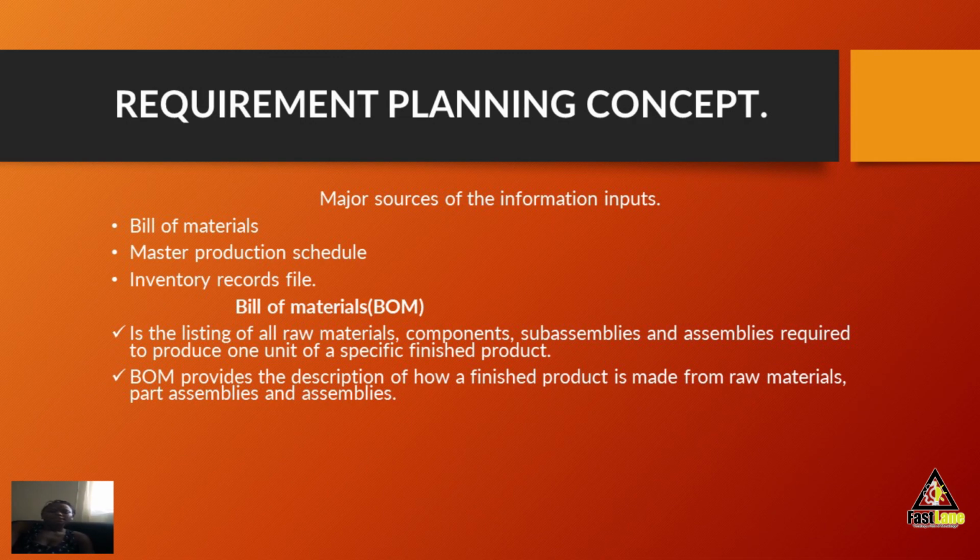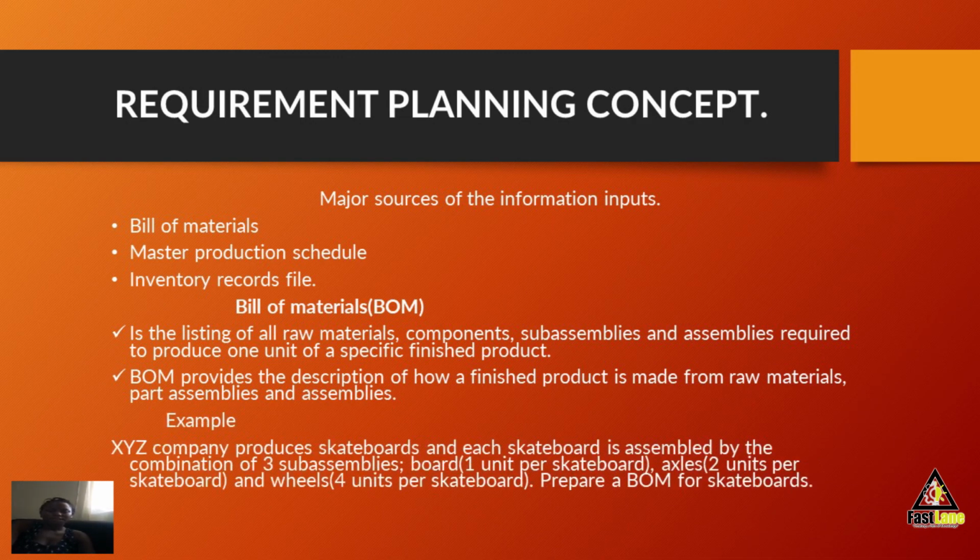So here is our example. They have said XYZ company produces skateboards, and each skateboard is assembled by the combination of 3 sub-assemblies. Board, we have 1 unit per skateboard, axles 2 units per skateboard, and wheels 4 units per skateboard. Then you're asked to prepare a BOM for the skateboards.